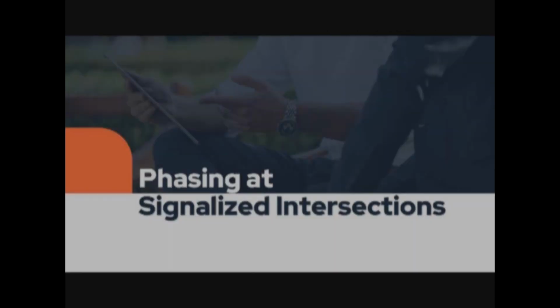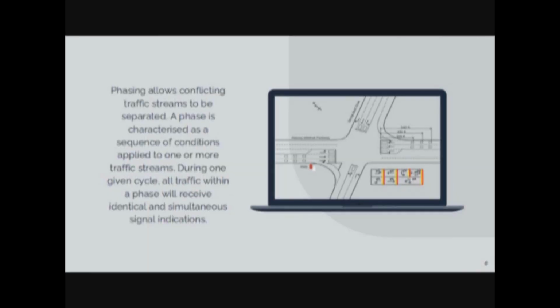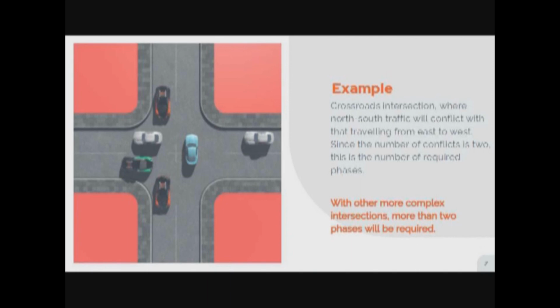Phasing at signalized intersection. Phasing allows conflicting traffic streams to be separated. A phase is characterized as a sequence of conditions applied to one or more traffic streams. During one given cycle, all traffic within a phase will receive identical and simultaneous signal indications. For example, a crossroads intersection, where north-south traffic will conflict with that traveling from east to west. Since the number of conflicts is 2, this is the number of required phases. And for other more complex intersections, more than 2 phases will be required.